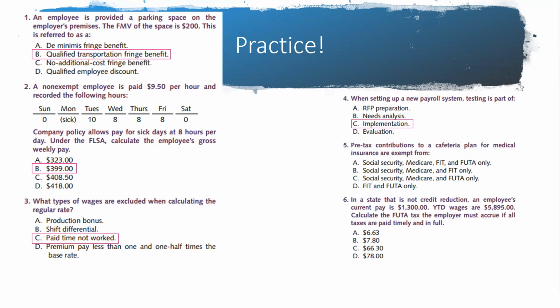Pre-tax contributions to a cafeteria plan for medical insurance are exempt from which taxes? A, Social Security, Medicare, federal income tax, and FUTA only. B, Social Security, Medicare, and federal income tax. C, Social Security, Medicare, and FUTA only. Or D, federal income tax and FUTA only.